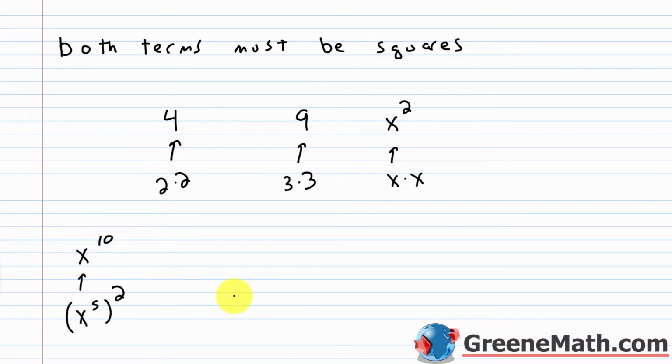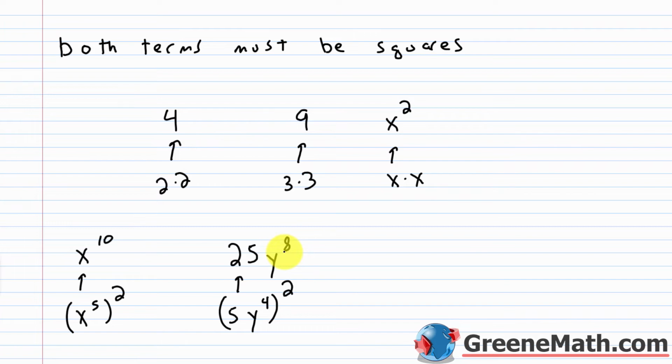Or if I wanted to do something like a number and a variable, let's say I did something like 25y to the 8th power. Well, 25 I know is 5 times 5. And y to the 8th power I could write as y to the 4th power squared. So if I squared this whole thing here, this would be 5 times 5 or 25. And y to the 4th power squared, remember, keep y the same, multiply the exponents. 4 times 2 is 8. So 5y to the 4th power squared would give me 25y to the 8th power.